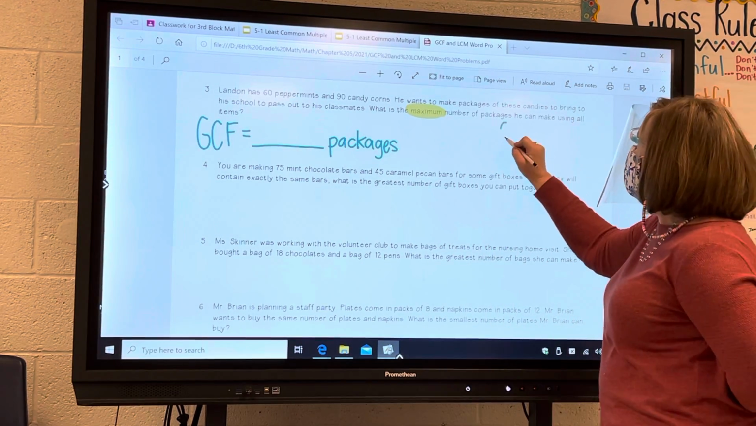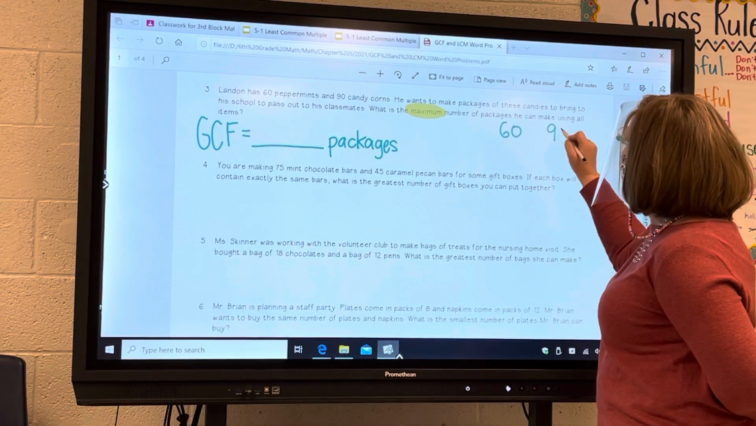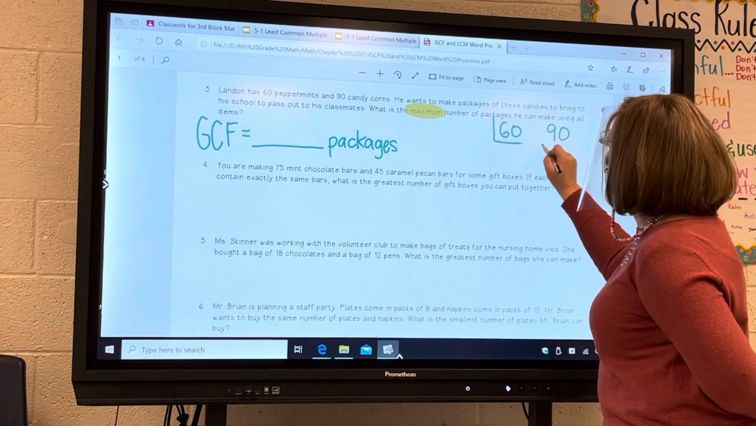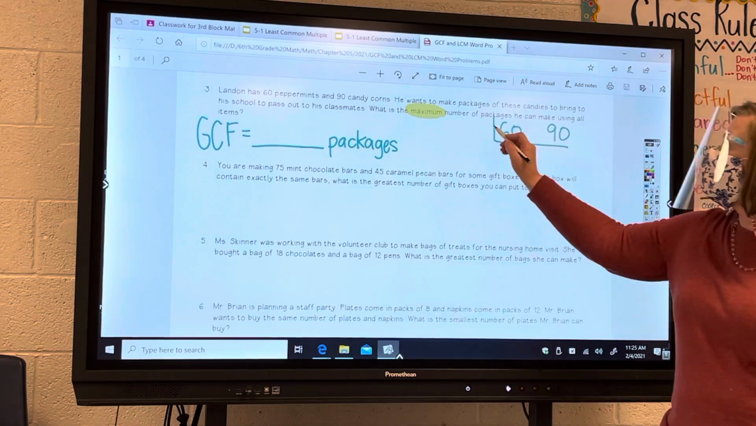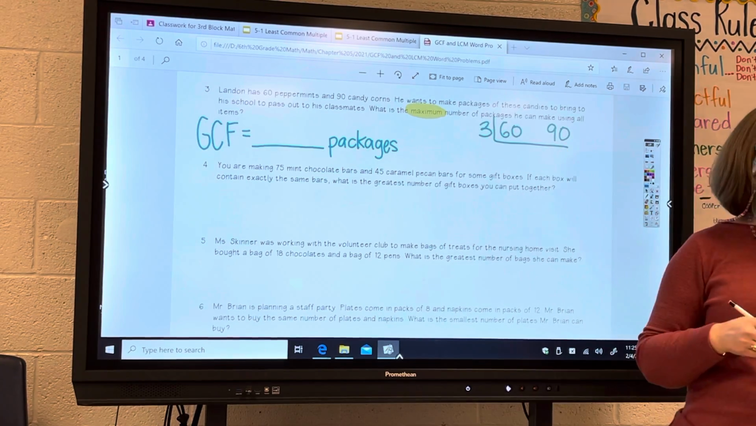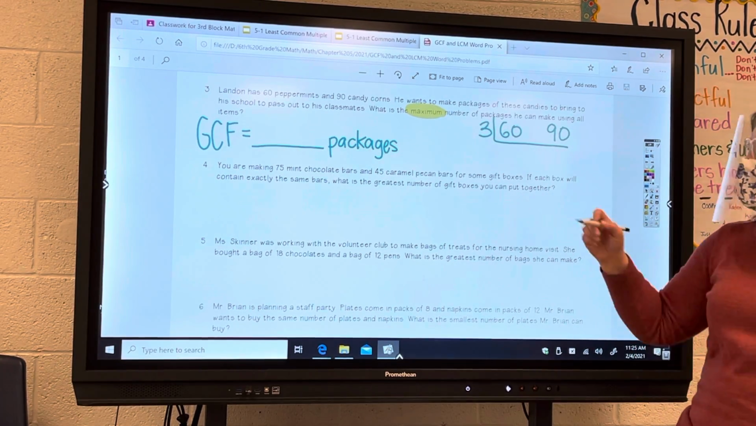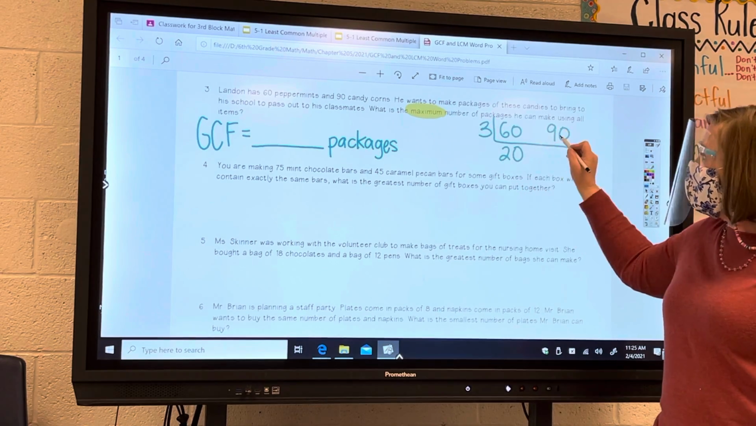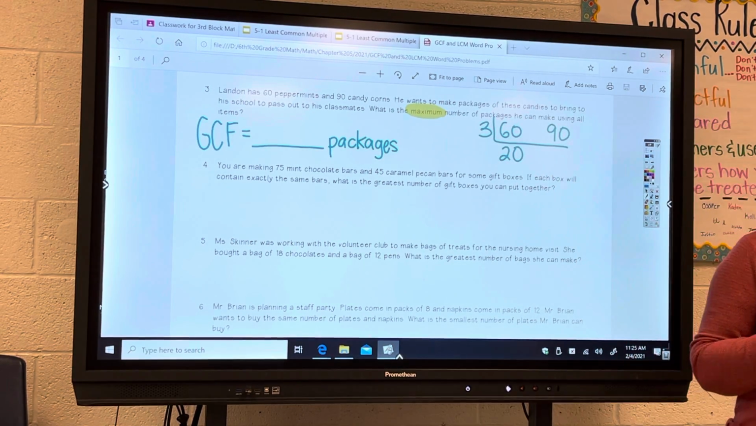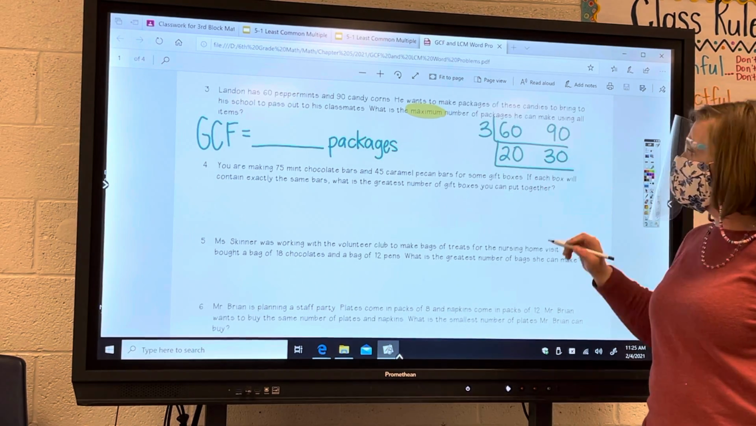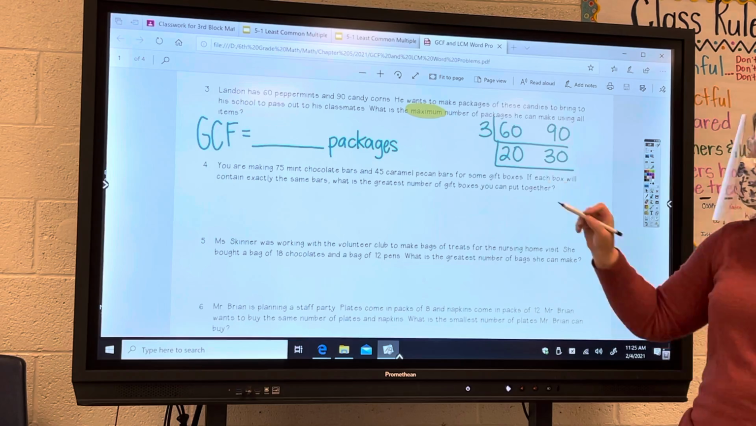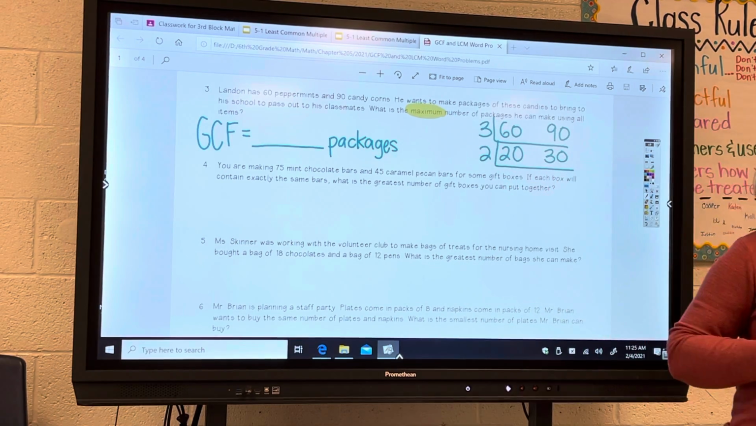So we've got 60 peppermints and we have 90 candy corns. What can I divide 60 and 90 by? 3. 60 divided by 3 is 20. 90 divided by 3 is 30. Now what can I divide 20 and 30 by? 2. Well, I can, yep. I was thinking easier than that.